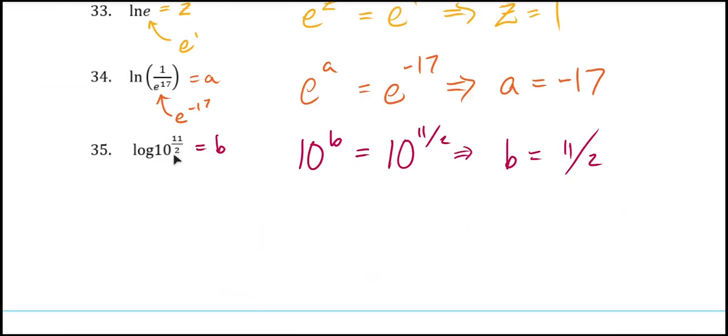Here's another one where they dip back into the tens for some reason. That's 11/2 as an exponent. Don't be deceived by the fact that it's kind of dangling down here out of the superscript. That is an exponent of 11/2. And so 11/2 is our output.